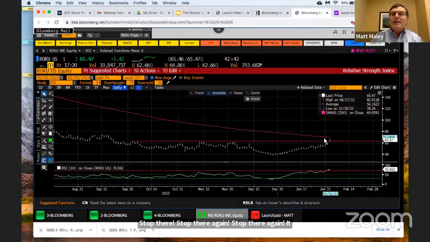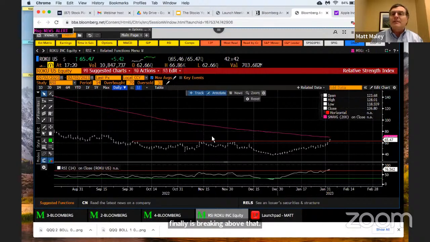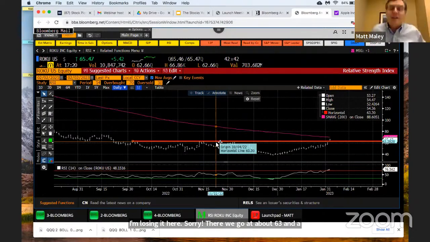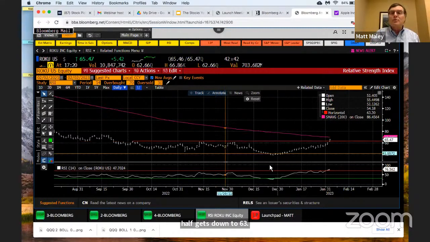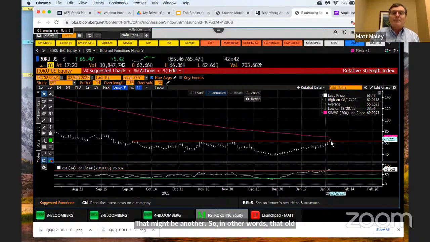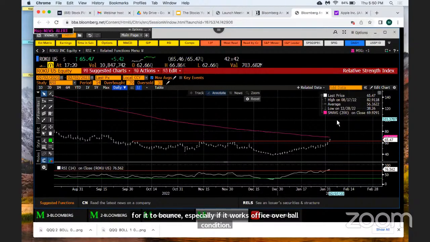So if it trades back down to that line, it's not 60, it's a little above that 60 level. Where's that line? I'm losing it here, I'm sorry. There we go. At about 63 and a half, gets down to 63. That might be another one. So in other words, that old resistance level becomes the new support level. If it gets back down to the support level, that may be a good place for it to bounce, especially if it works off this overbought condition. Then you can look at it again. So these are the types of things we try to talk about in the chat room, and the Tuesday session.